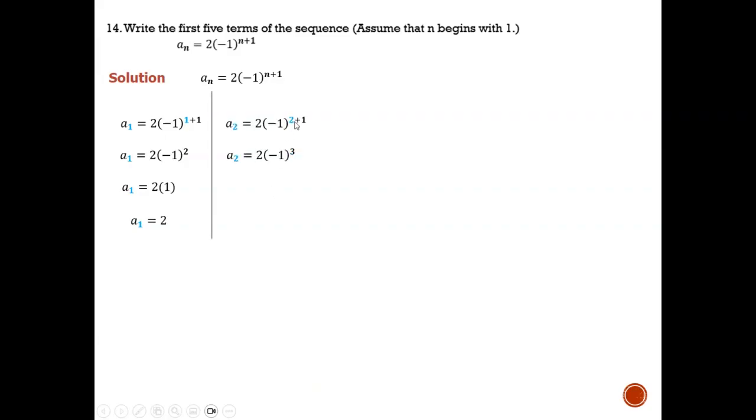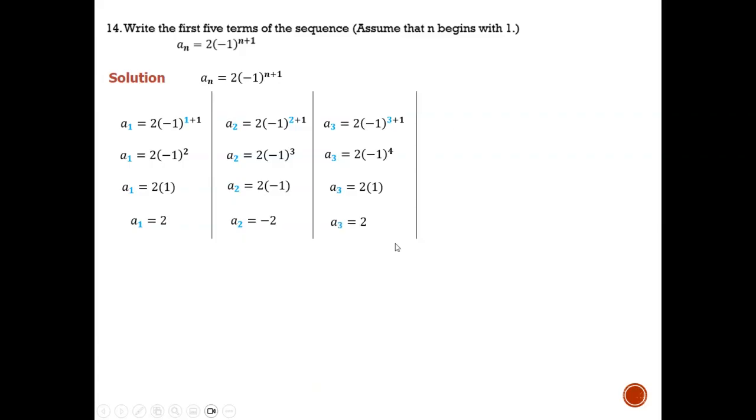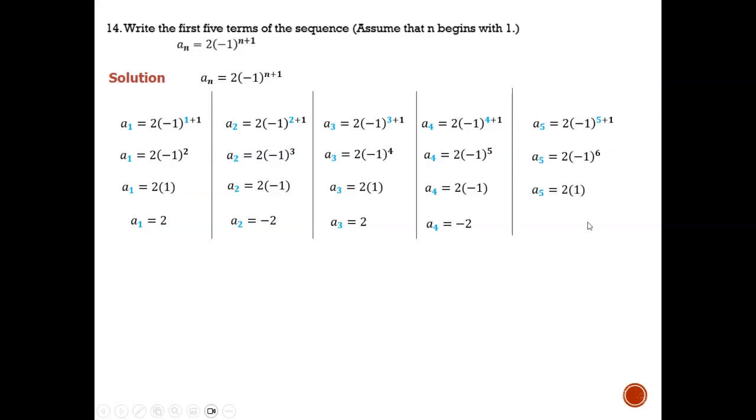We do the same for 2. We're plugging in a 2 for n. Gives us -1 to the power of 3, which is a -1 times 2, which is a -2. As we continue on, we plug in a 3, but now this becomes to the power of 4, which is an even number, which makes that a positive 1. And now we plug in a 4, but we add 1, which is a 5, an odd number, so that gives us a -1 times 2. And one more, because we want a 5. 5 plus 1 gives us a power of 6, which is an even number, which makes it a positive 1.